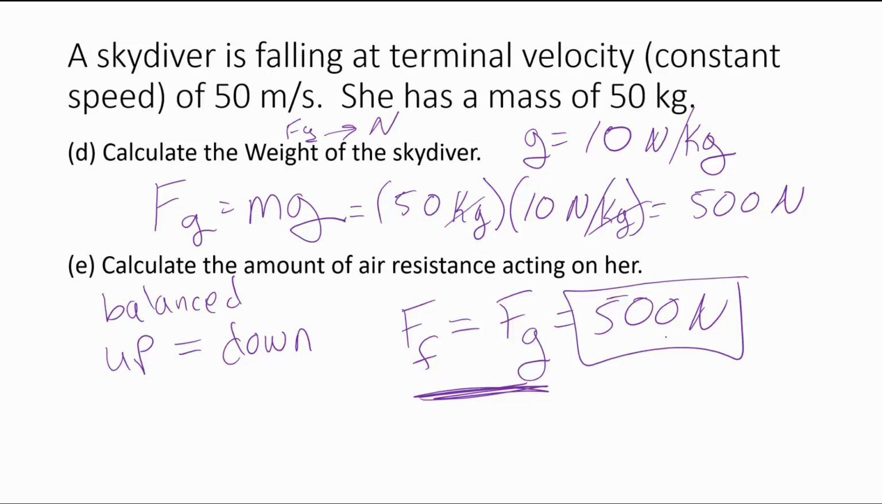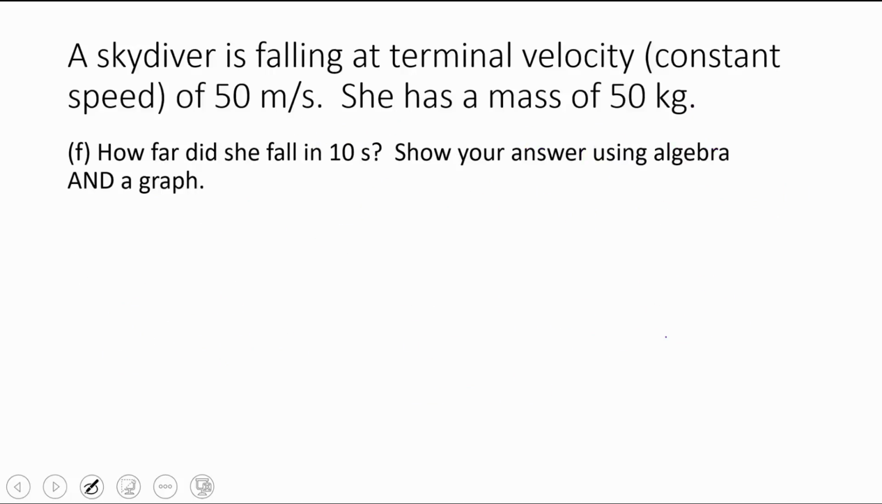All right, so now that we've figured out the weight and the air resistance, let's move on to how far she fell. So now we're relating this back to the constant velocity unit. And hopefully you remember the equation that we developed from our lab there. That is the final position of an object is equal to the velocity of the object times the amount of time.